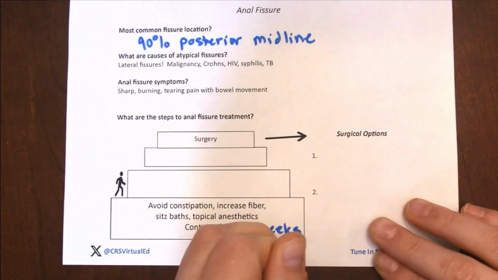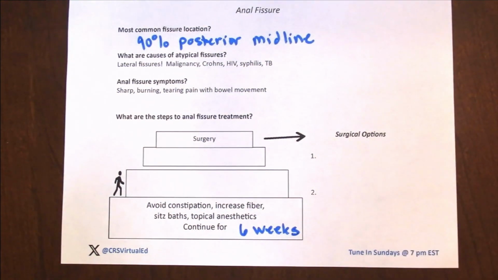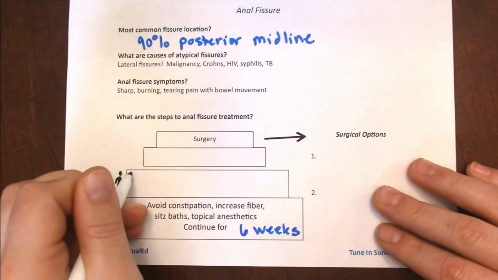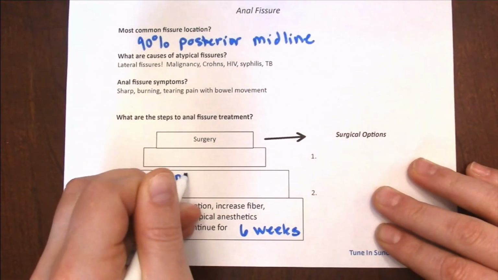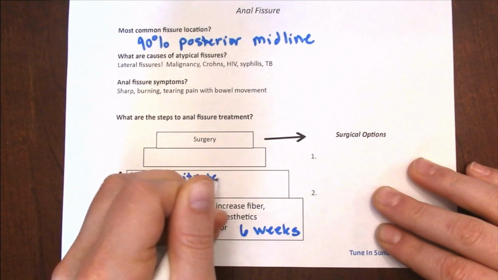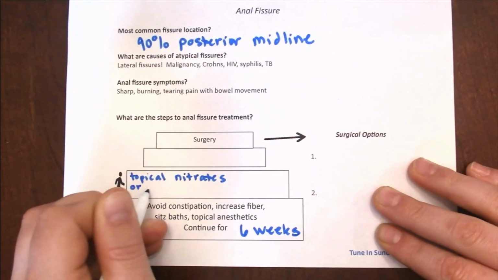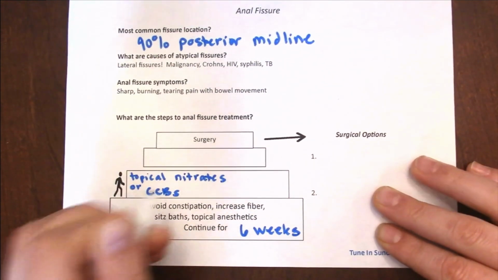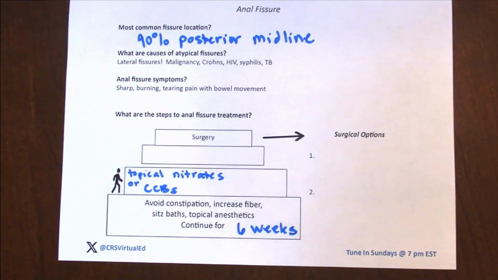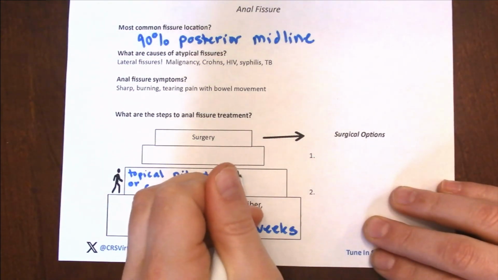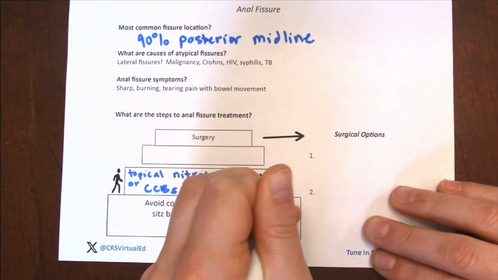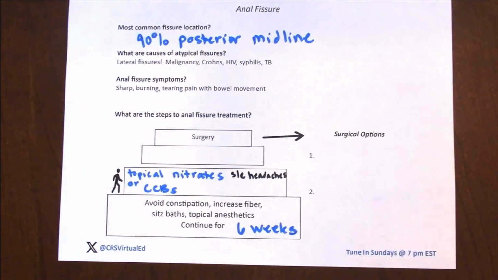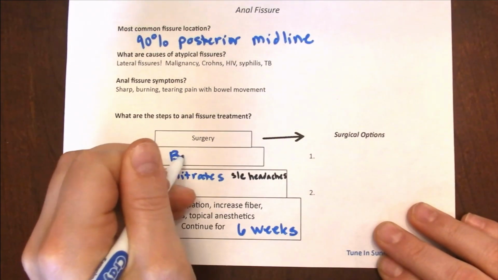However, if this doesn't work, then the next step would be to try to use topical nitrates or calcium channel blockers. However, of note, topical nitrates can cause headaches. If this also doesn't work, another treatment option we could offer is a botulinum toxin injection into the anal sphincter to relax the sphincter and allow the area to heal.